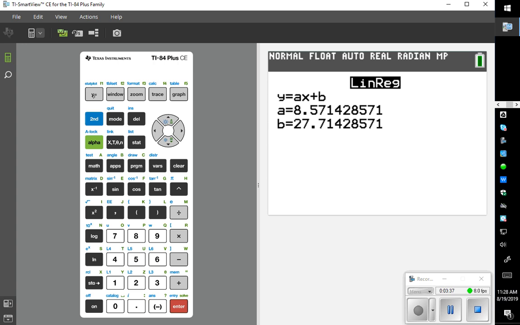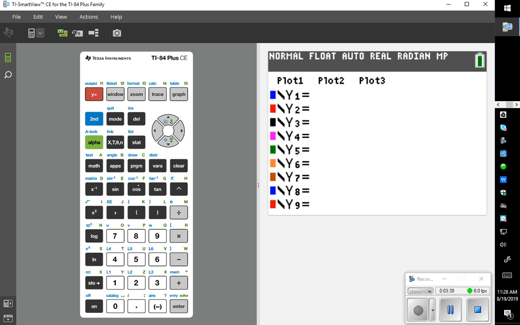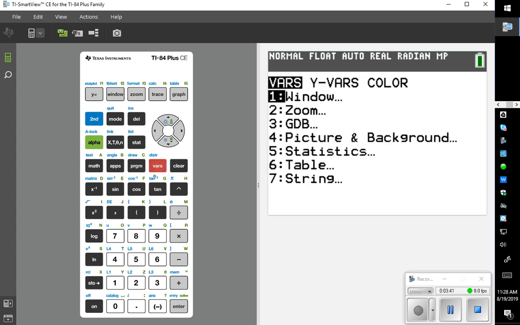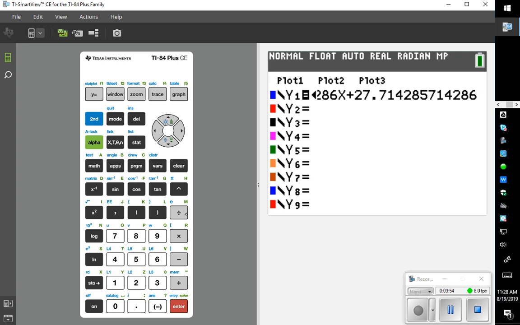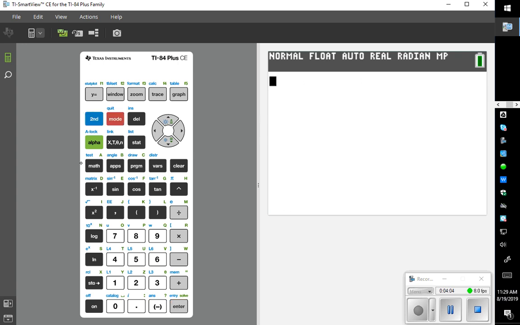We can go to y equals, and then press vars, and then go down to number 5, statistics, over to equation, and select regression equation. That was a more complicated way of pasting that equation into y equals. One way or another, we have our equation of the line.